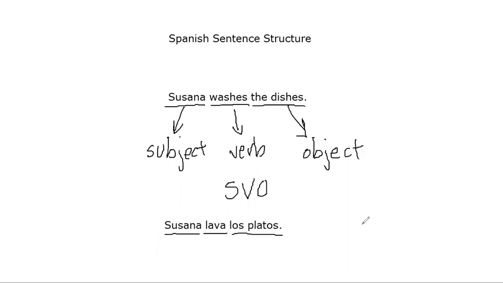Now, as we'll see in other videos, Spanish is actually quite a bit more flexible than English in this regard, and so it actually is possible to use different word orders in Spanish. And so it's not always a subject, verb, object language, but generally speaking and in its simplest forms it is. So that's good news for us, makes it a little bit easier.